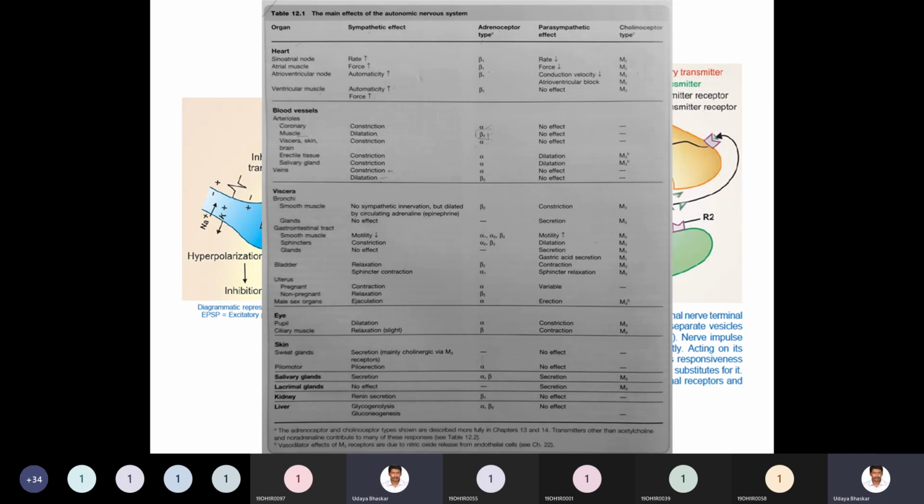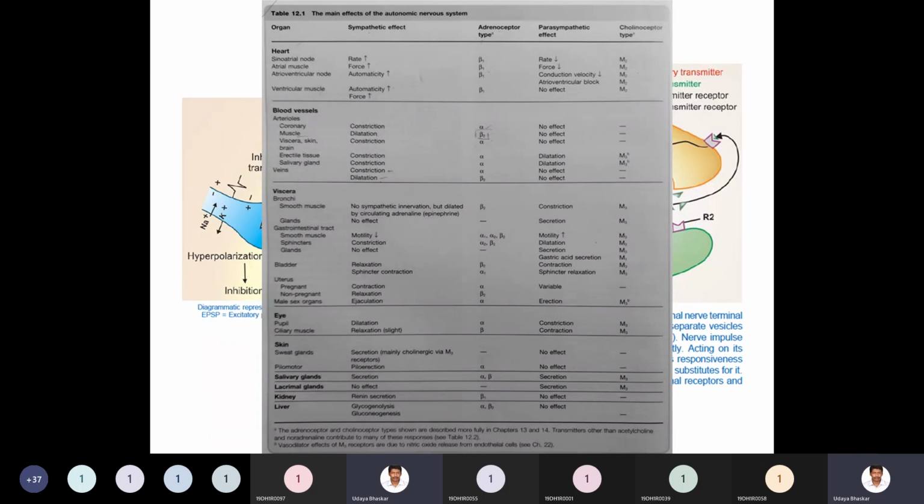Likewise, if you see blood vessels, in blood vessels you have two types. One is arteries, the other is veins. In arteries, coronary arteries supply blood to the heart. Then you have blood supply to muscle, viscera, and skin, that means visceral organs which are away from the median line, then brain, erectile tissue, and salivary gland. So at each organ, in the blood vessels, what is the action?